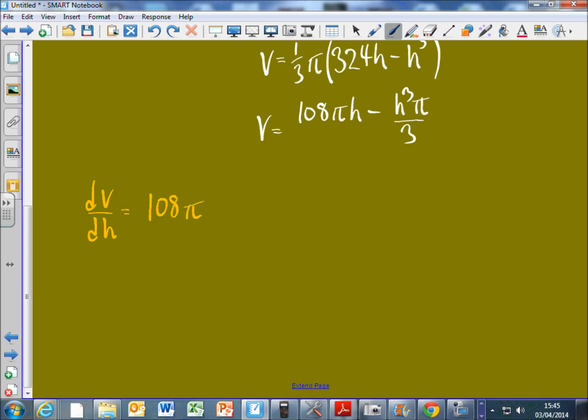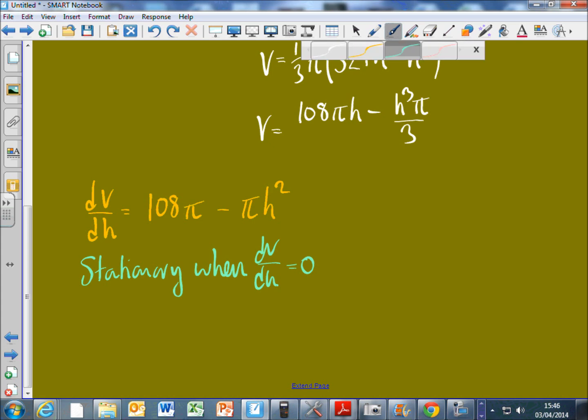Okay, so this one here I've got minus pi over 3, that's the coefficient, h cubed. So when I differentiate this, what would I get? I times by 3, so I just get rid of the 3 on the bottom, so I get pi h squared, is that right? Okay. I want this to be 0, so it's stationary. It's stationary when dV/dh equals 0. So I'm going to take this and put it equal to 0.